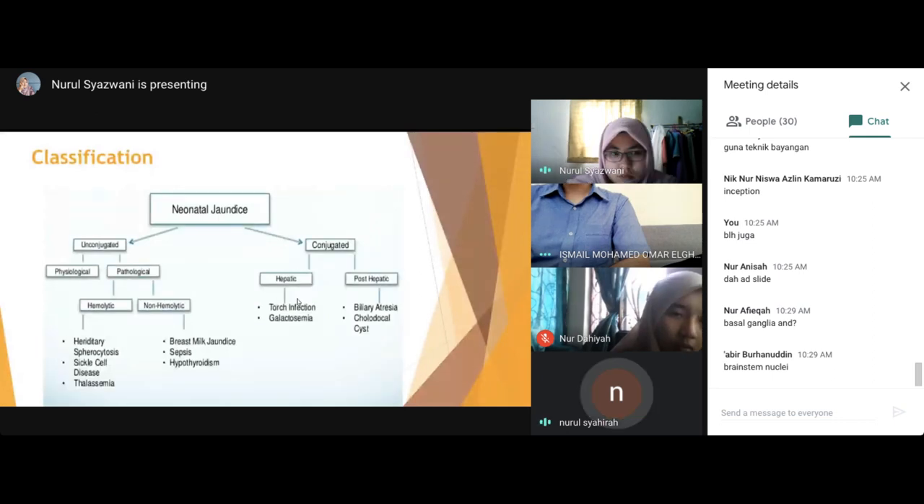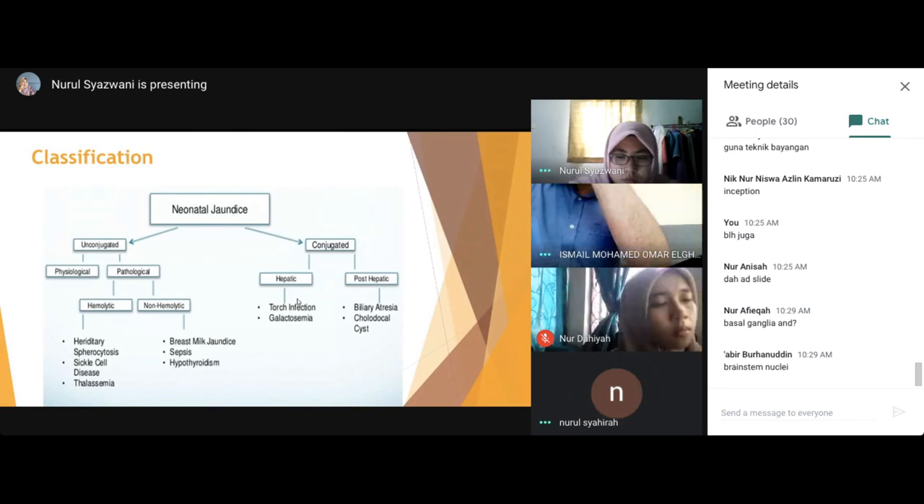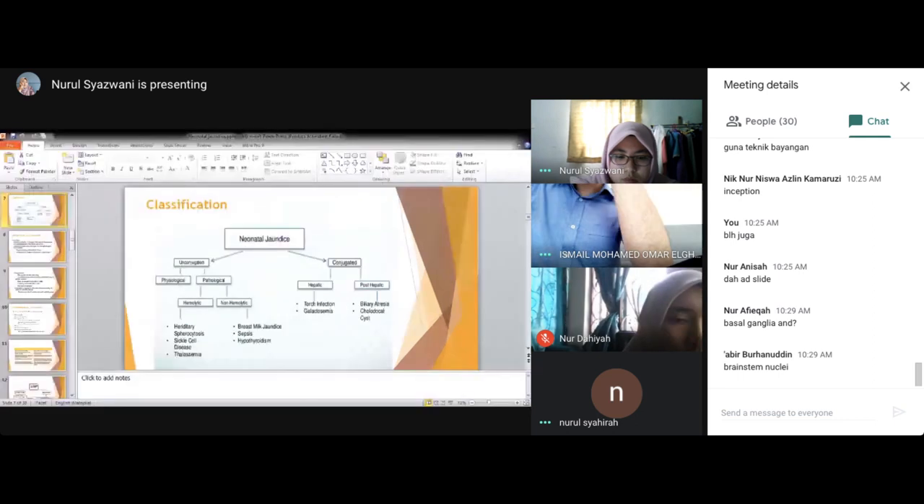Okay, Shahira, I will ask you here. In the hemolytic causes, you put sickle cell disease. I don't know which reference says that sickle cell disease can cause neonatal jaundice. As I know, sickle cell disease is one of the causes of jaundice, but it doesn't cause neonatal jaundice. So it is better you cancel it. I took it out from the internet. You take it from the internet. The internet is open for everybody. Yeah, I prefer you cancel it.